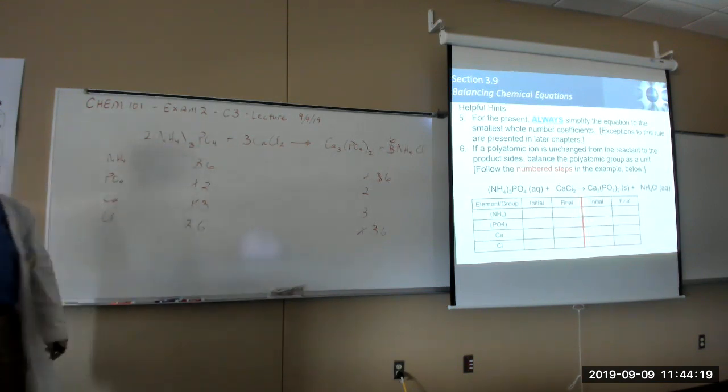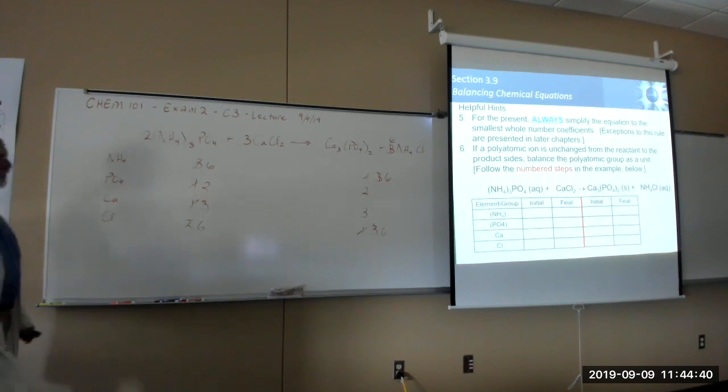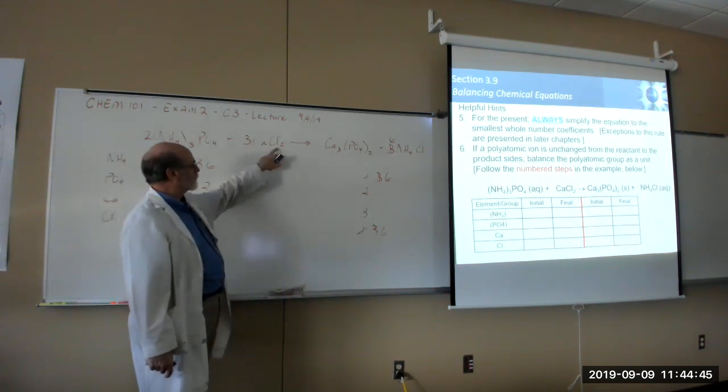Then they will balance. Because we can only change coefficients, not subscripts. On the side where we have chlorine, that is 2, and we put that 3 in front of it. That 3 propagates through the entire compound, so that means you have 3 calciums and 6 chlorines.